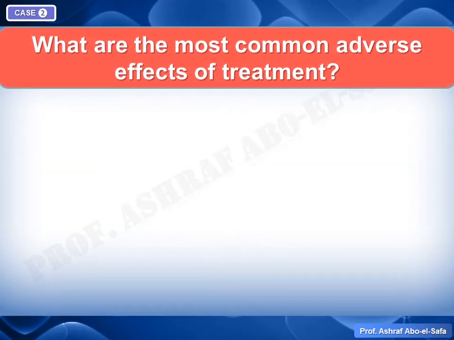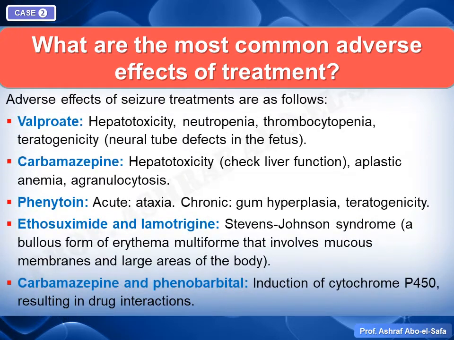What are the most common adverse effects of treatment? Adverse effects of seizure treatments are as follows. For valproate: hepatotoxicity, neutropenia, thrombocytopenia, and teratogenicity, with neural tube defects in the fetus, so it is contraindicated during pregnancy. Carbamazepine: hepatotoxicity as well, so we have to check the liver function. Aplastic anemia, so we have to check the CBC, and agranulocytosis also.